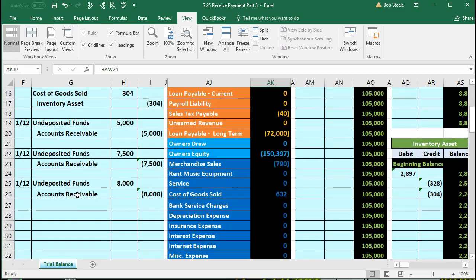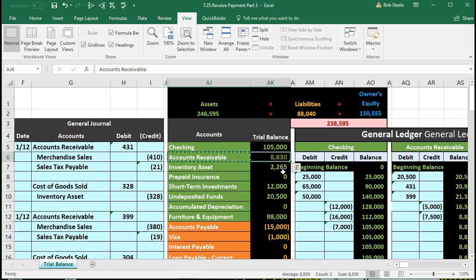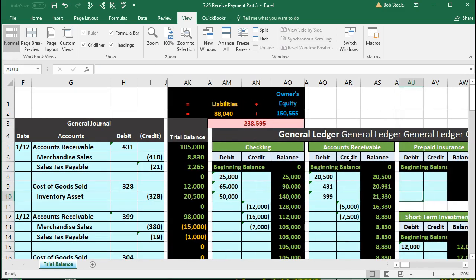Then we're going to record the other side, the accounts receivable. There's the accounts receivable we want to record. Here it is on the trial balance. It is the second account and therefore will also be the second account on the general ledger. Scrolling over to that second account, we see it here.